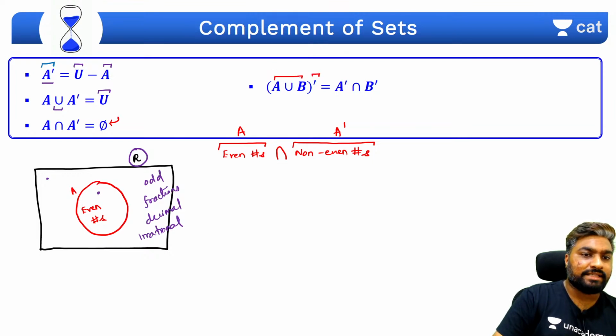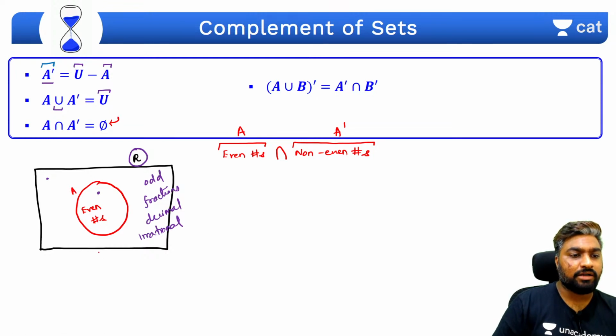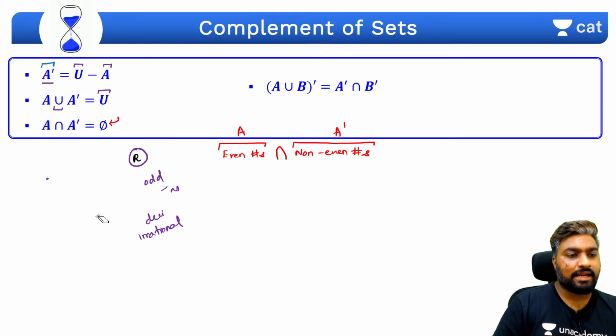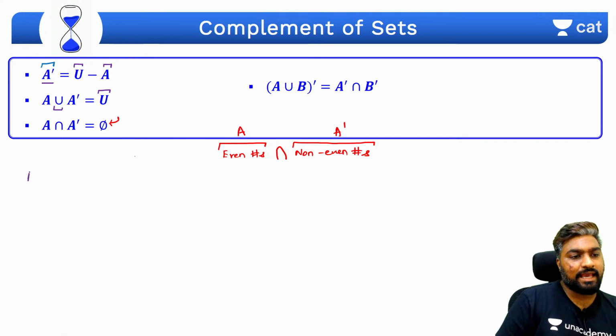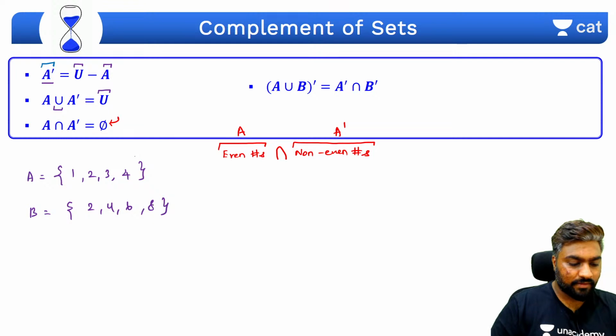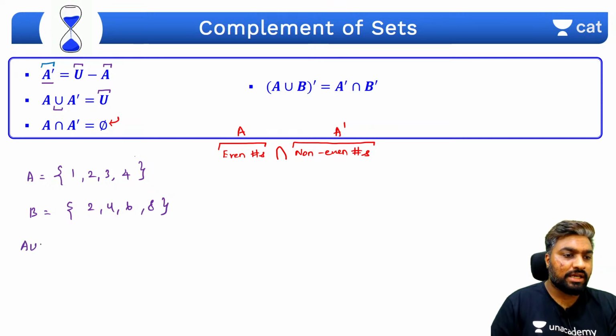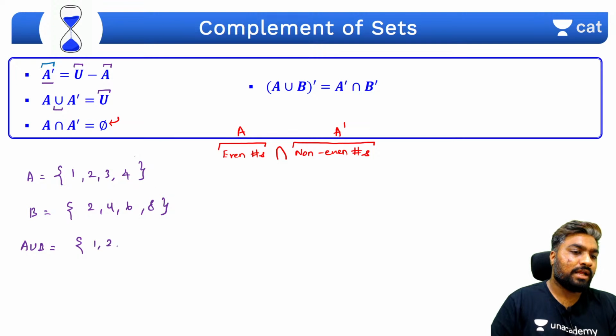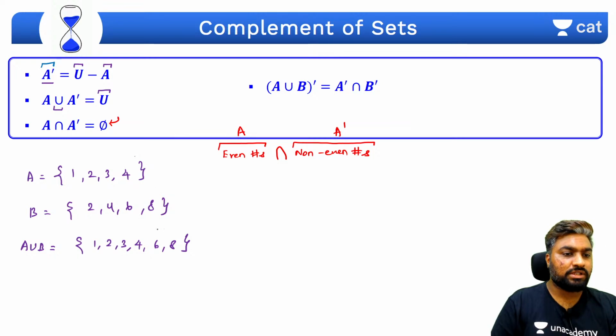Next, if you try to find out the complement of union of two sets. Let's take another example real quick. Let's say there are two sets. We'll take the same example that we took in the previous case. Let's say set A is 1, 2, 3, 4, set B is 2, 4, 6, 8. If I want to find out A union B, it's going to be what? 1, 2, 3, 4, 6, 8. Correct?